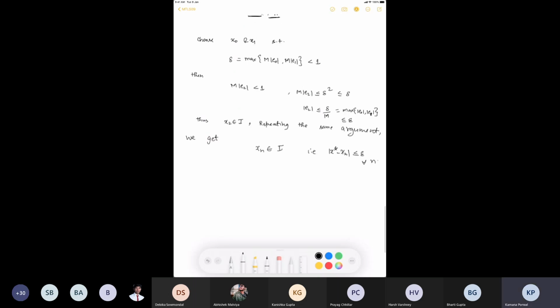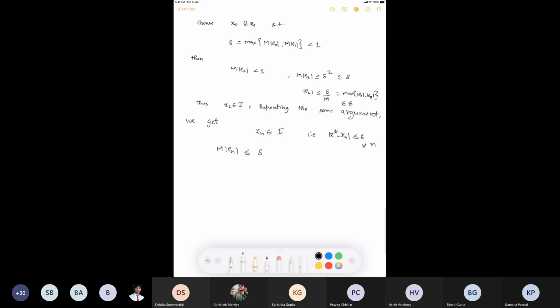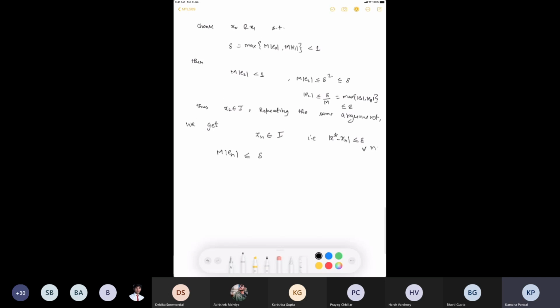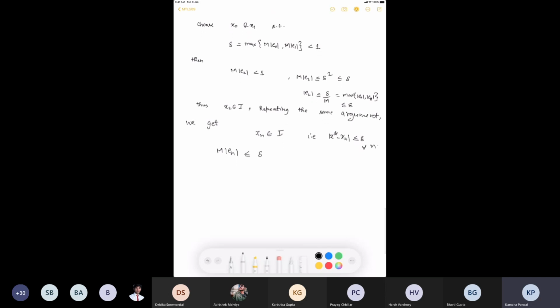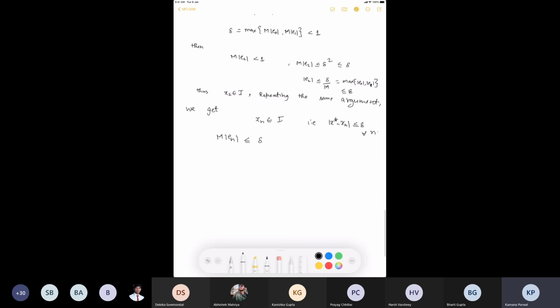So this is the first thing we observed, and the second condition we are going to get is that m times e1 is less than or equal to delta. All right, so we have got the complete sequence in the interval I. Now let's try to show how this sequence is going to converge. That is, we have to show that xn converges to x star.